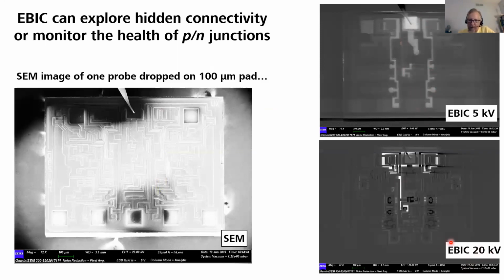But then when we go to 20 kV, we can start to see different types of junction effects in different colors, showing that we're actually exploring the junctions and other internal electric fields deep in our sample.